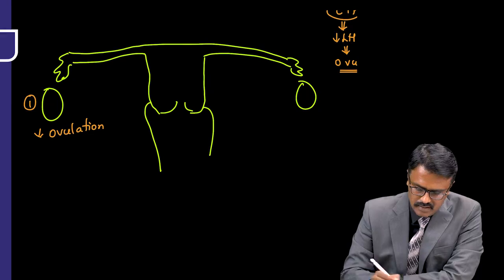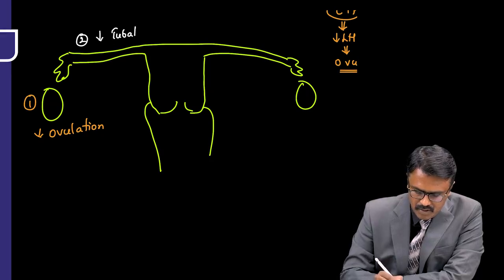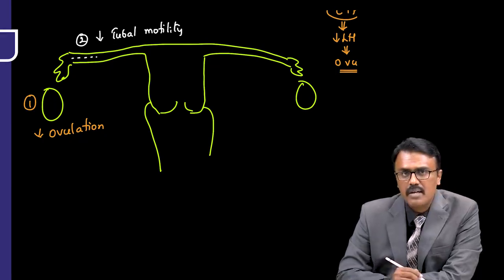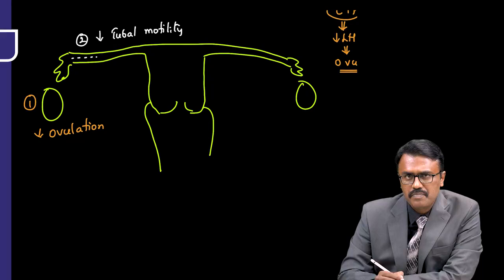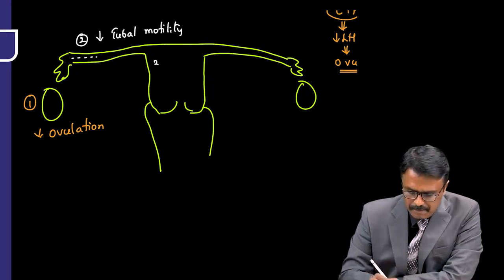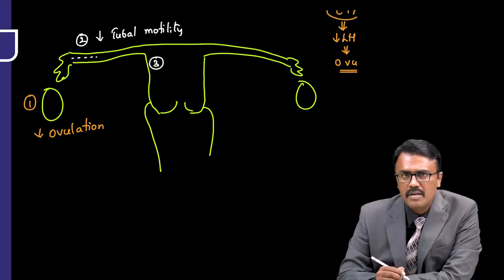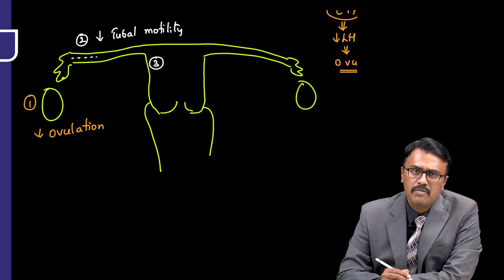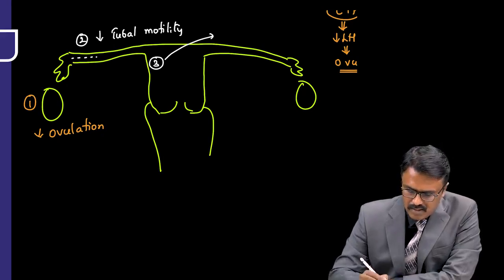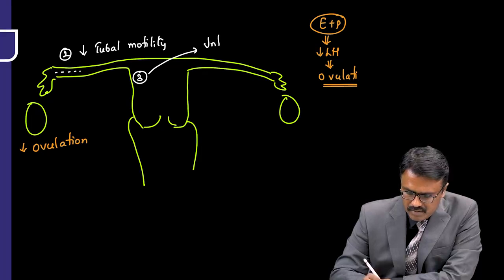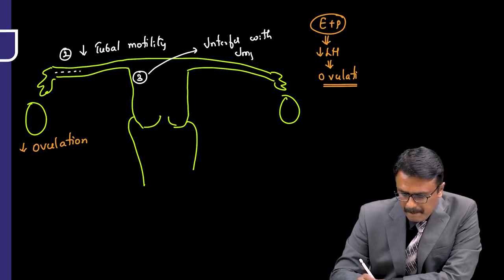Second important thing is they decrease the tubal motility. So when the tubal motility is decreased, what happens? The ova cannot move and cannot get fertilized with the sperm, or the zygote cannot move down. Number three, the endometrium will not be favorable for implantation. So the third mechanism is that contraceptives interfere with implantation.